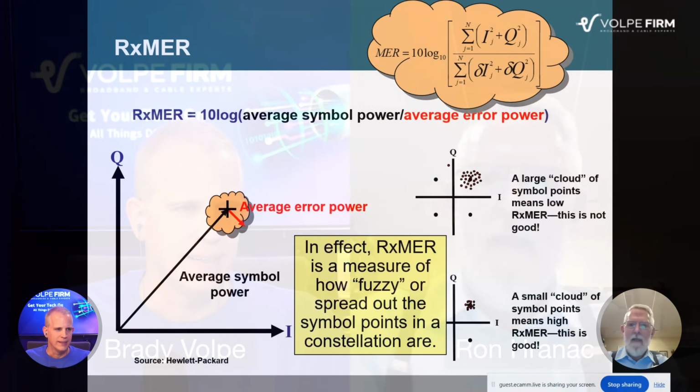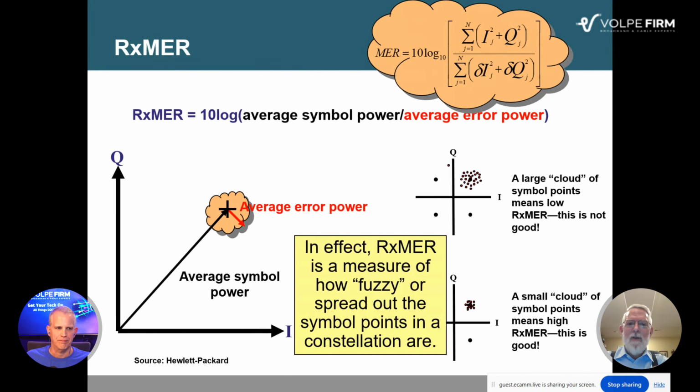Yeah, big time. All right, so kind of wrapping up the RxMER part, basically RxMER is a measure of how spread out or how fuzzy the symbol points are in the constellation. That's what it's really telling you. So a lower RxMER number means the symbol points are spread out more, and a large RxMER number means that they're not spread out as much. They're much closer together. And the latter is what you want, of course.